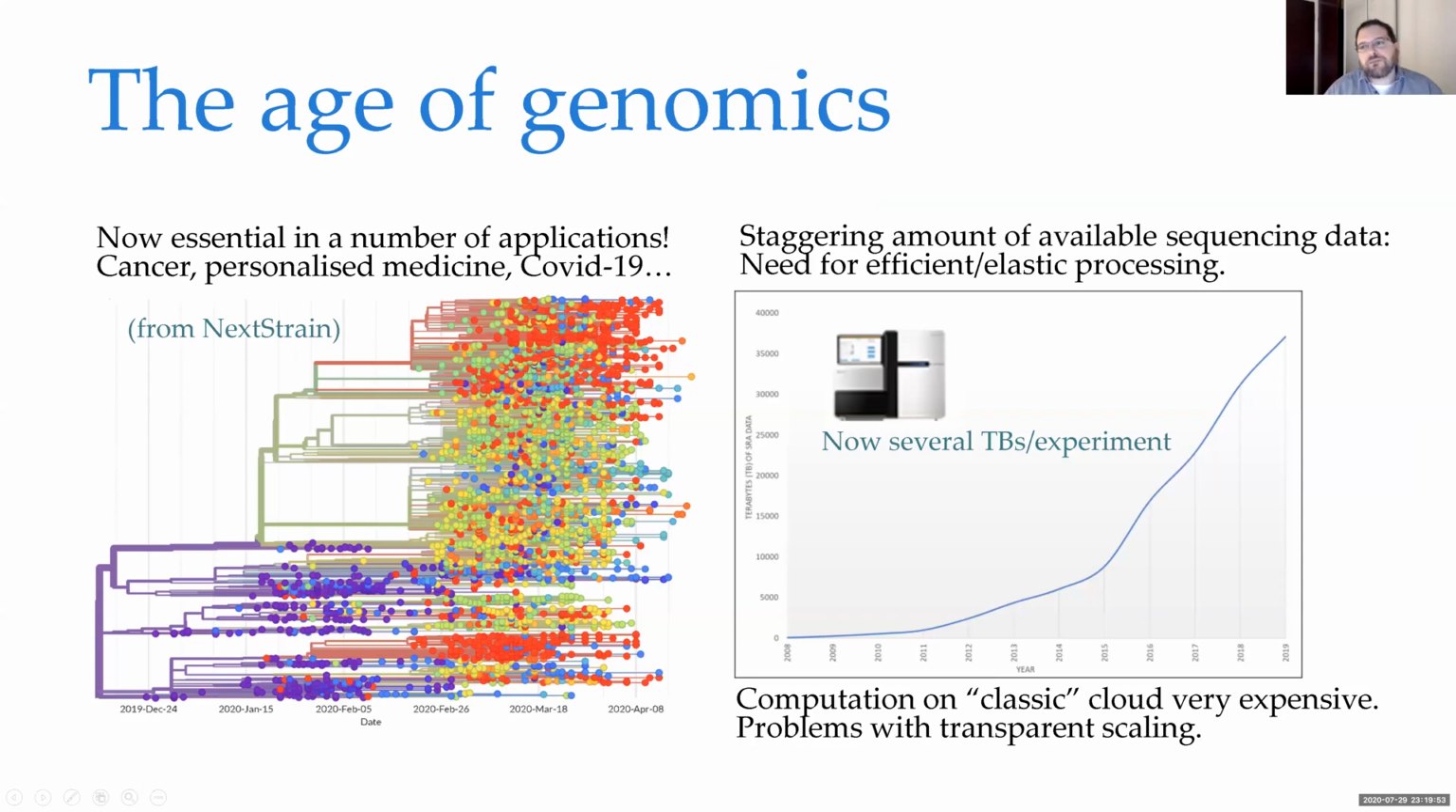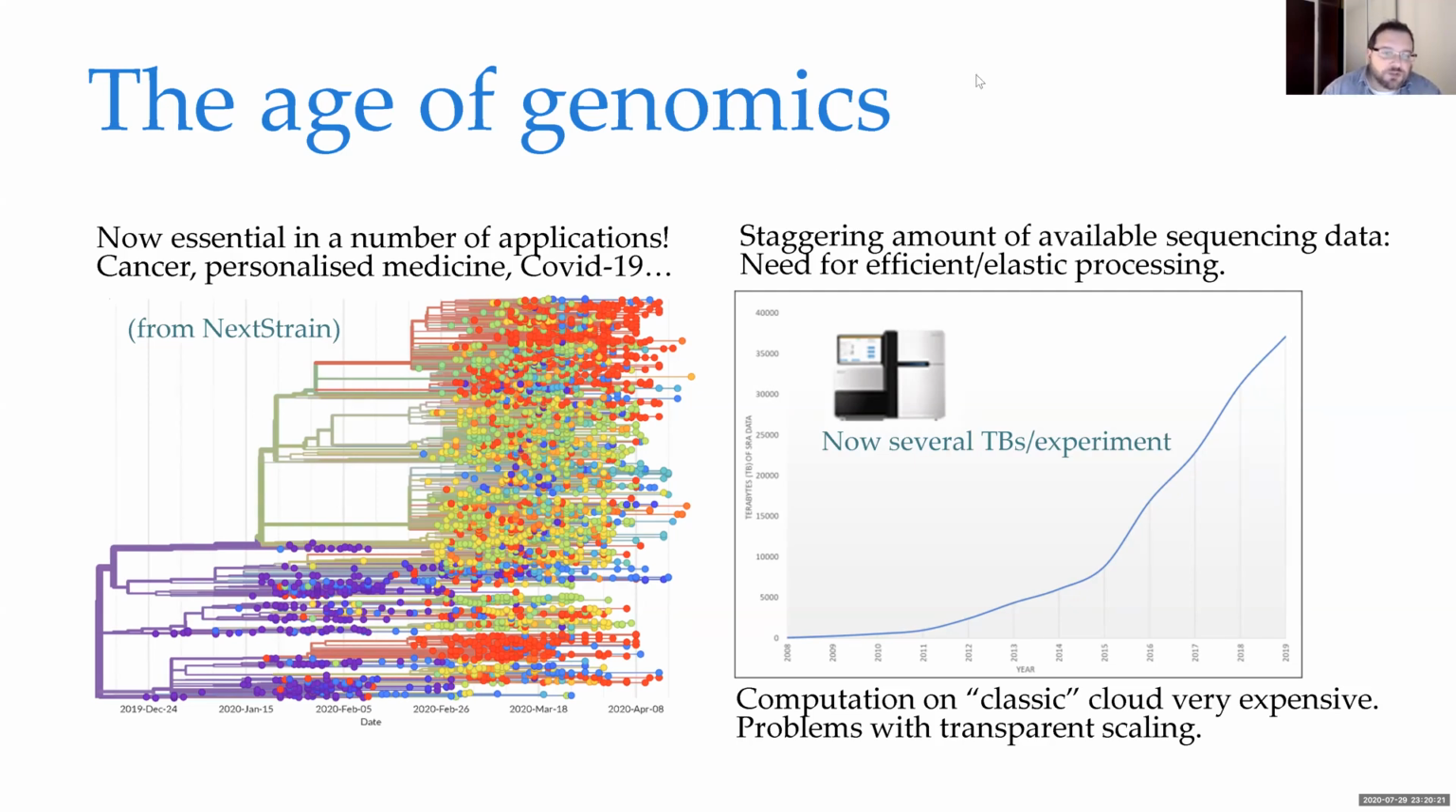Essentially, we can say that we are now living in the age of genomics. Genomics, which is the study of biological sequences, such as DNA or RNA, nucleic acids in our cells, is now essentially in a number of applications. You can think about cancer genomics, personalized medicine, or of course, recently COVID-19.